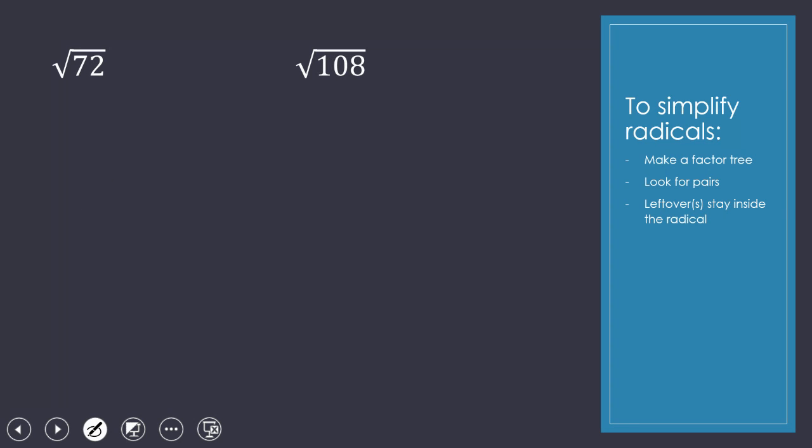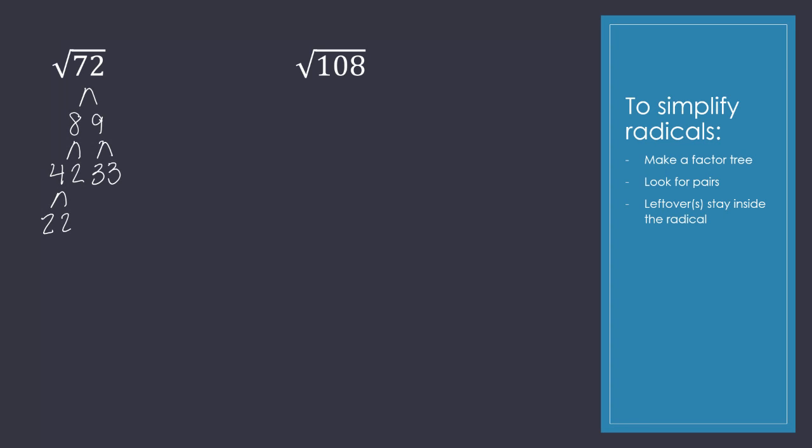Let's try a couple more. So 72, I'm going to make a factor tree. I know that's 8 times 9. 8 is 4 times 2, and 4 is 2 times 2. 9 is 3 times 3. This time I have a couple of pairs. So I have a 3 and a 2. I'm going to multiply those to get a 6 outside the radical.